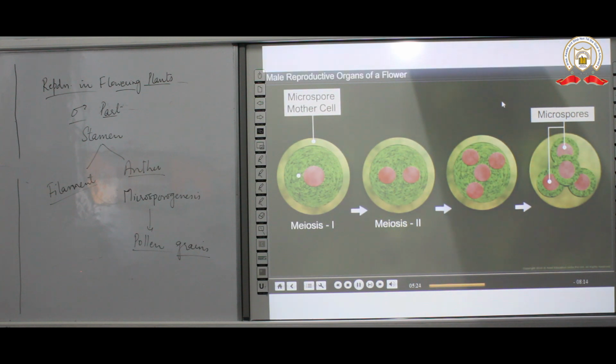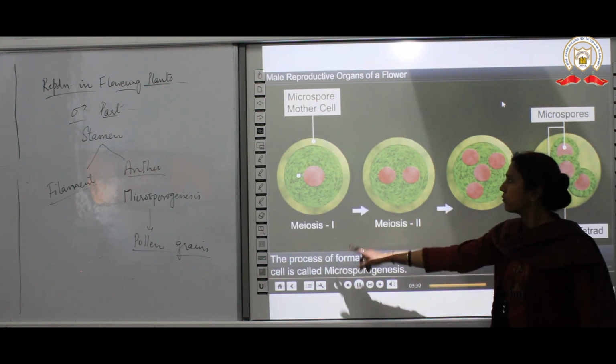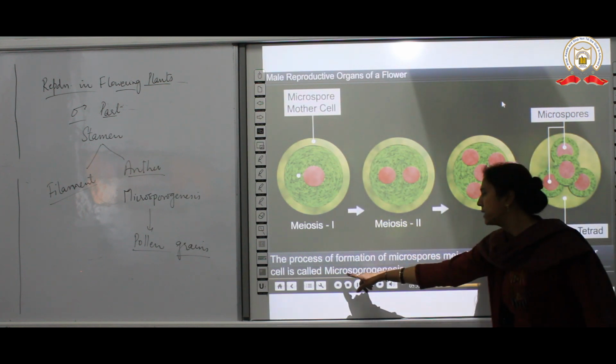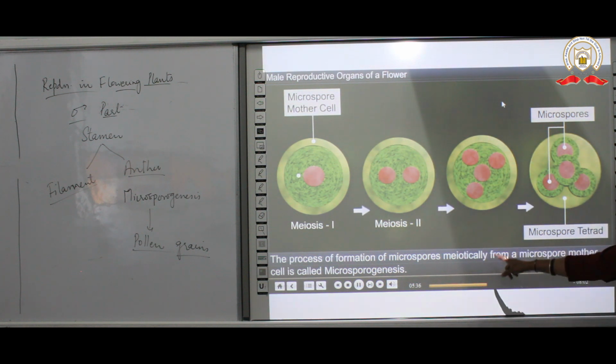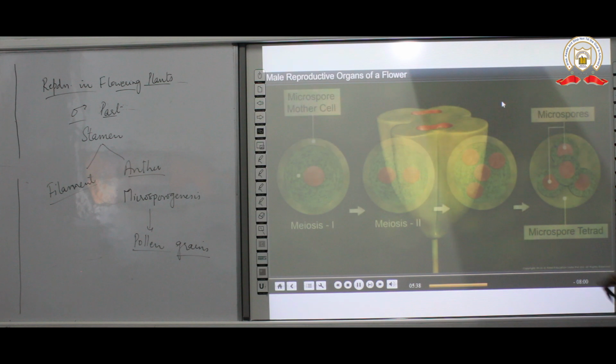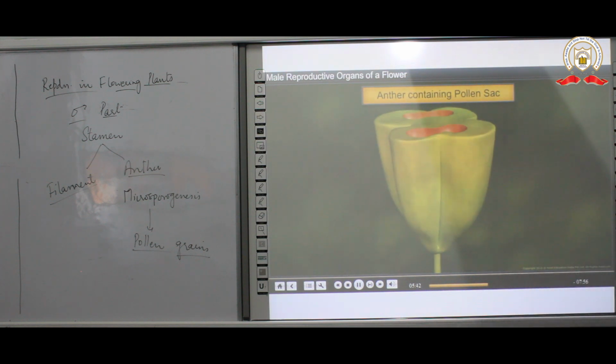This formation arranges the cells in a tetrad. This process of formation of microspores from the microspore mother cell is known as microsporogenesis. The process of formation of microspores meiotically from a microspore mother cell is known as microsporogenesis.